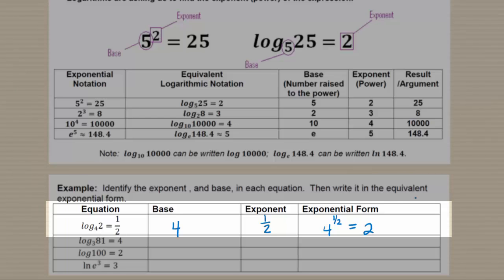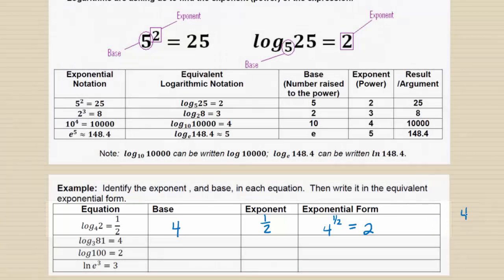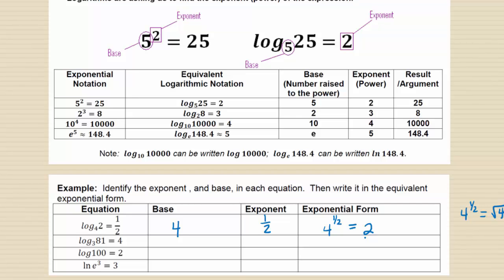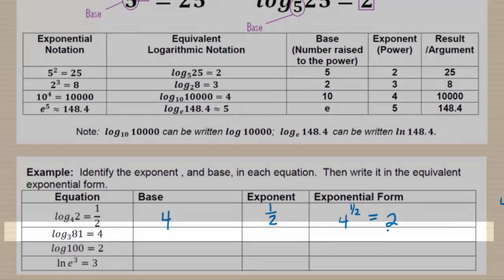Is that true? Does 4 to the 1/2 equal 2? Yes, it does, because remember, 4 to the 1/2 is the same thing as the square root of 4, right? Those mean the same thing. So at your desk, jot down what you think the other three are real quick. Just test yourself. Take a guess if you're not sure, because then when I show you the answer, you can see if your instincts were right, and if not, you'll know how to adjust them.